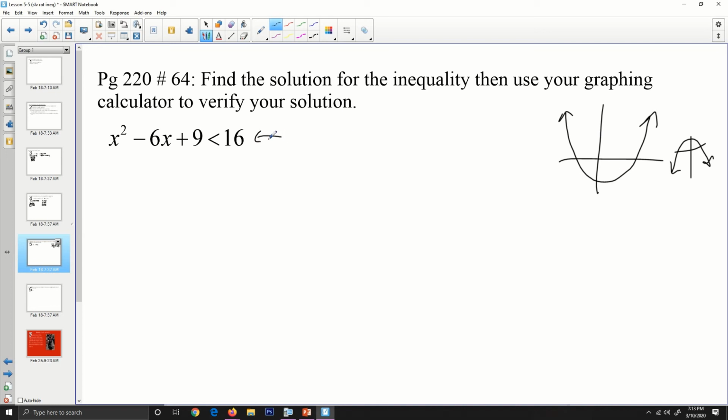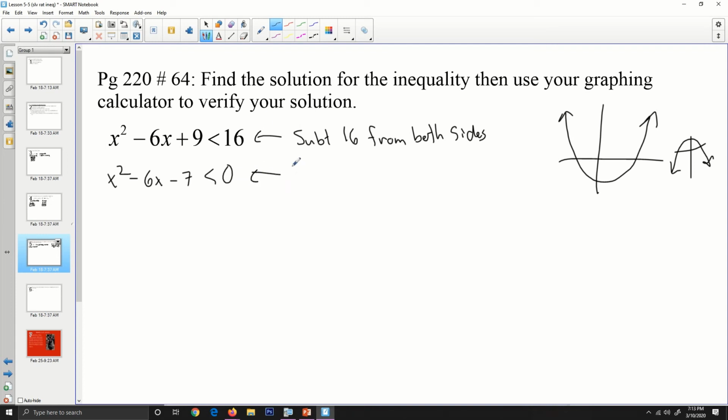So again, I'm going to try and get it either less than or greater than 0. In this particular instance, we're going to subtract 16 from both sides. That'll give me x squared minus 6x minus 7 less than 0. And we want this less than 0. When we go to graph it to verify, having it less than 0 gives us a nice, easy boundary to look at on the graphing calculator.